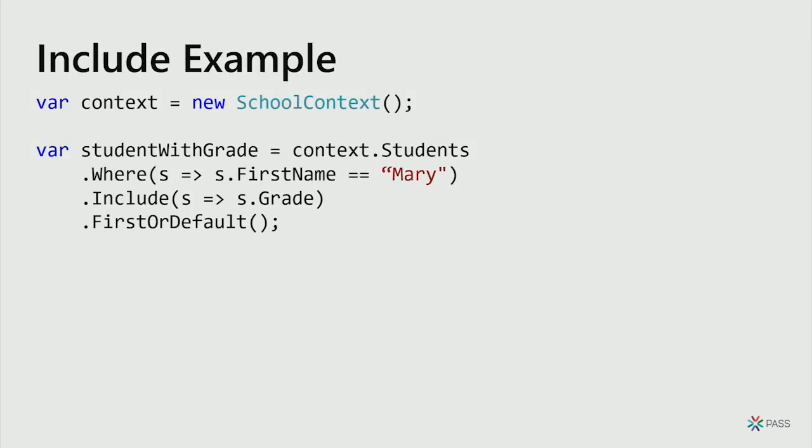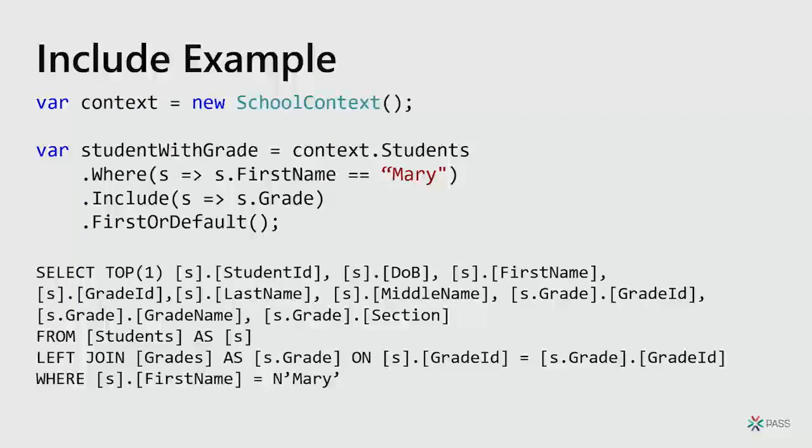Okay, so we have another one. This one does an include. So in LINQ, I can come in here and say, I want all of the students, and I want to include, in this case, the grades. So it's kind of like a join. But we don't do explicit joins. We just say dot include, and this is what you get behind the scenes.